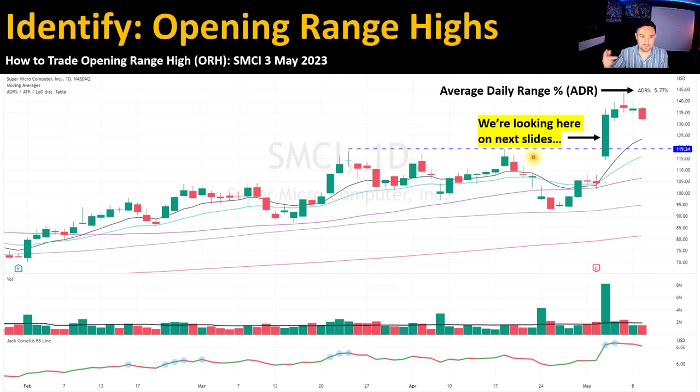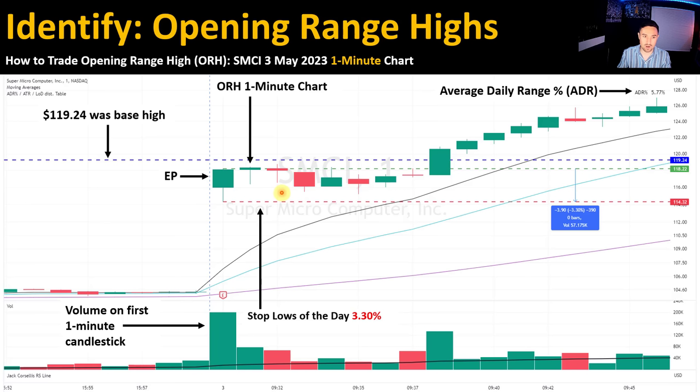This is SMCI. The ADR of this stock was 5.77%. So here's the gap through the base highs. See how it's EPing basically to the base highs and trying to take out the base highs and above all the key moving averages. 119.27 was the highs of the base. So we're going to do 1 minute, 5 minute, 60 minute bar.